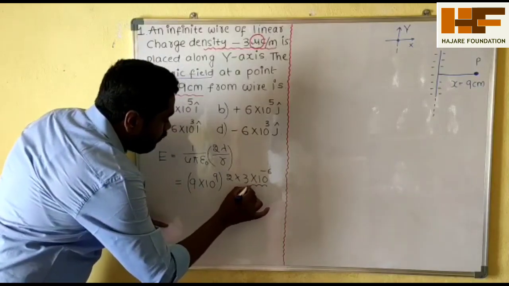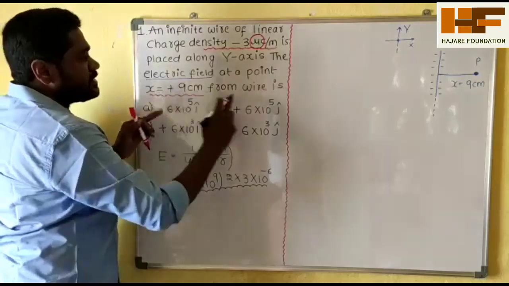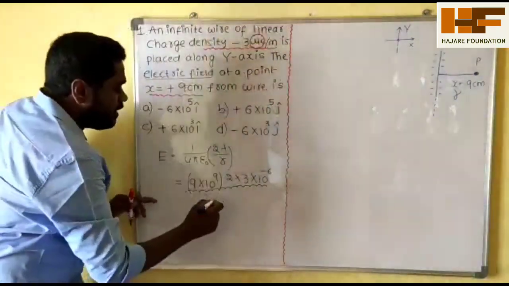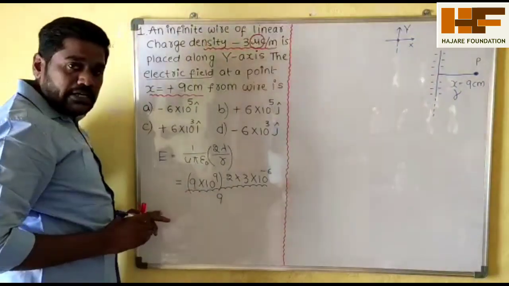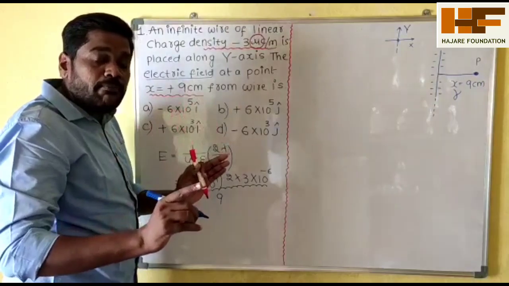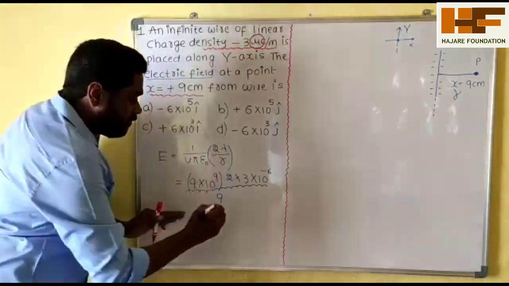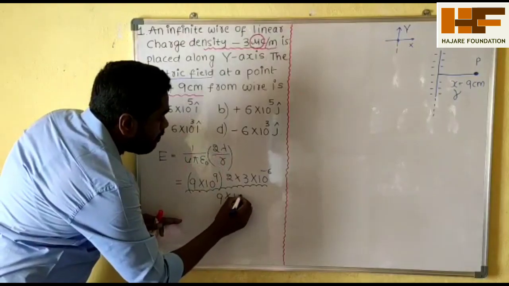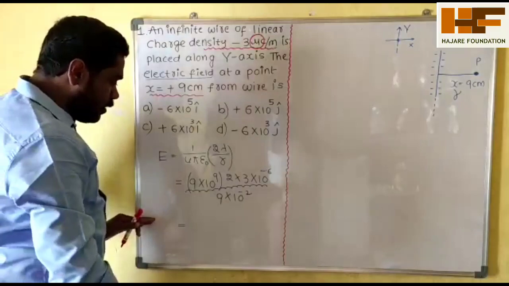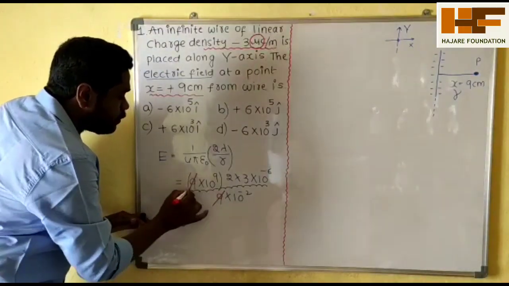Now the distance, in place of x, is r. Therefore r is equal to 9 centimeter, that is 9 into, this is not meter, it is centimeter. While solving the problem, we should be very careful about the units. Therefore, 9 into 10 power minus 2. Now if you simplify, this 9 and 9 get cancelled.